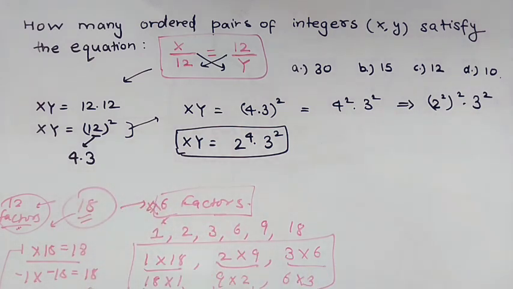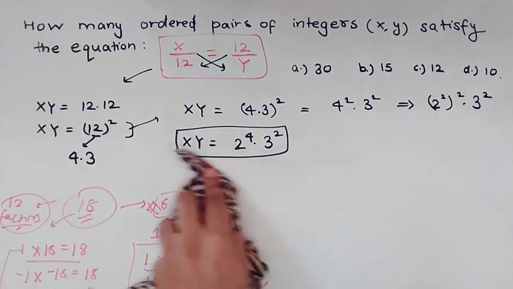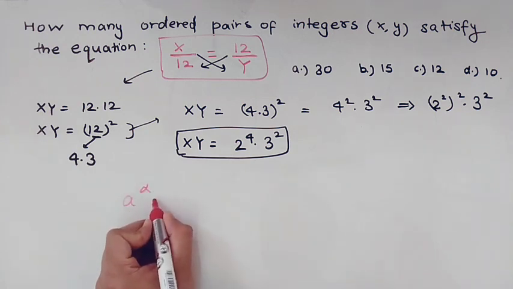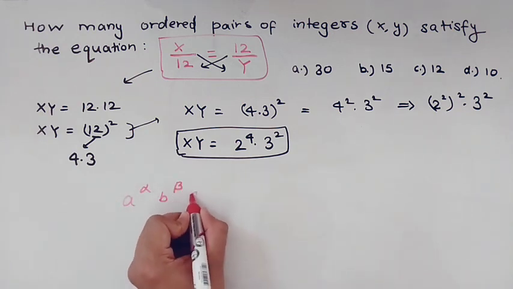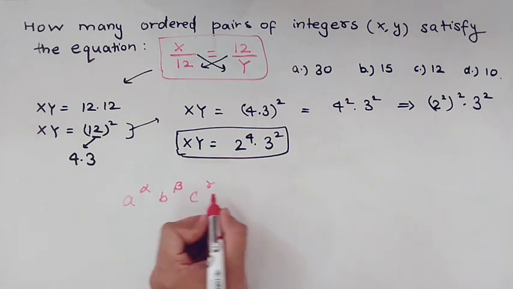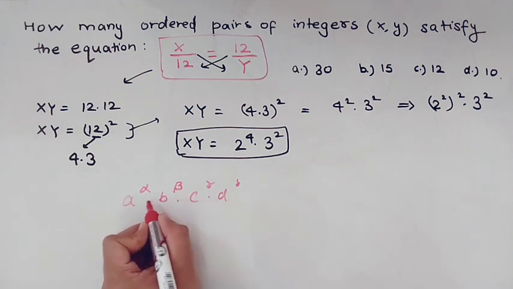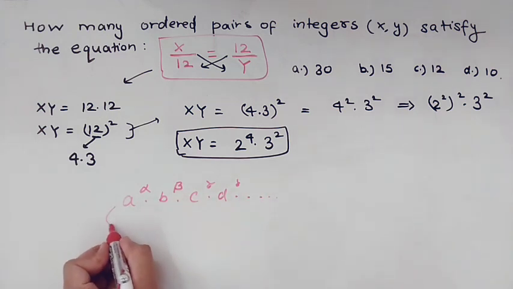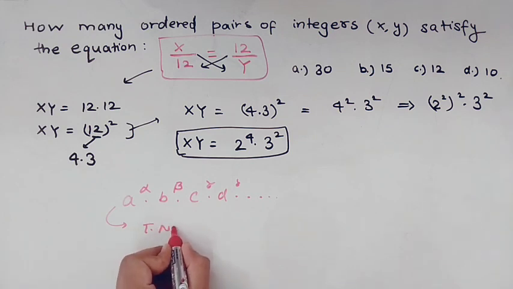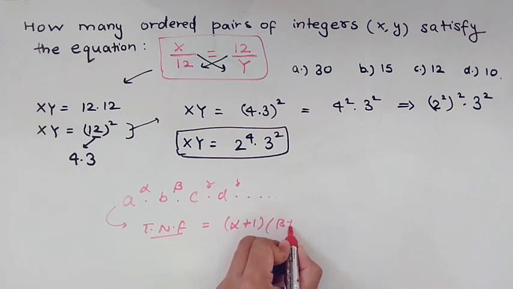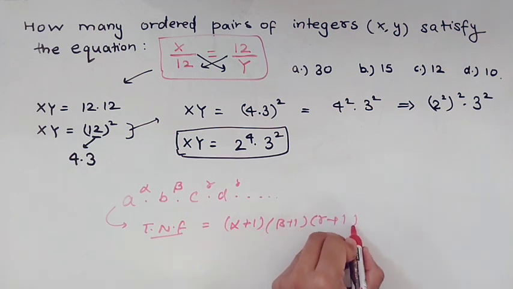Let's come back to the question now. I hope the explanation will be enough. For solving this, we have to just keep in mind that for the prime numbers we have a series, that is a raised to the power alpha, b raised to the power beta, c raised to the power gamma and d raised to the power delta, and so on. So the total number of factors equals alpha plus 1, beta plus 1, gamma plus 1 and so on.